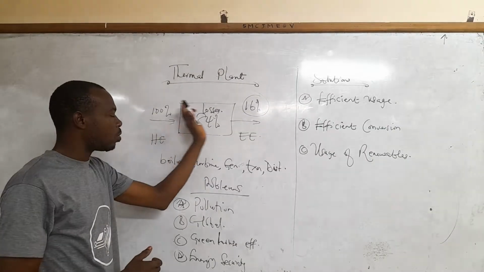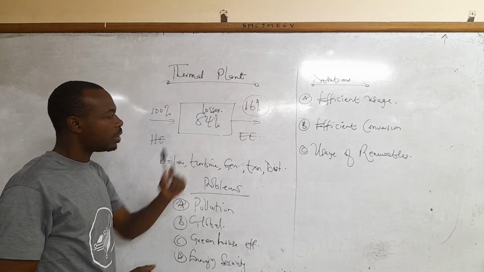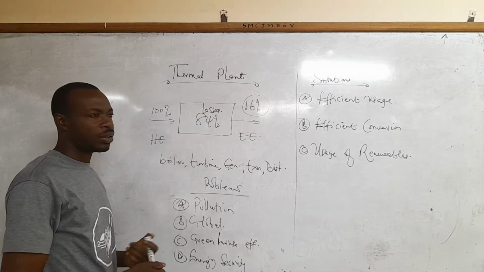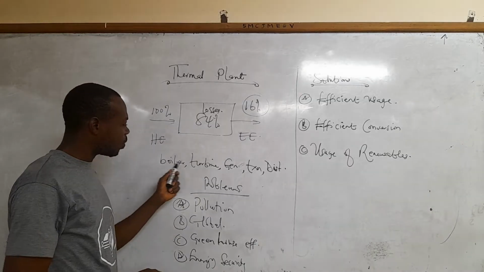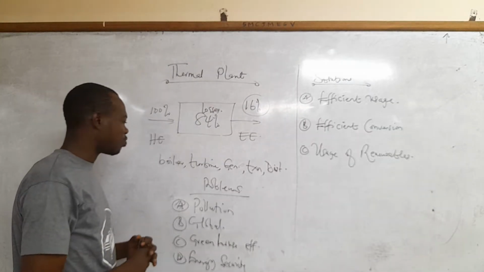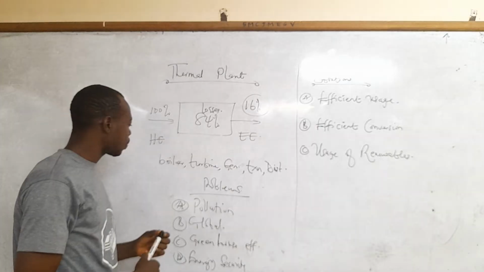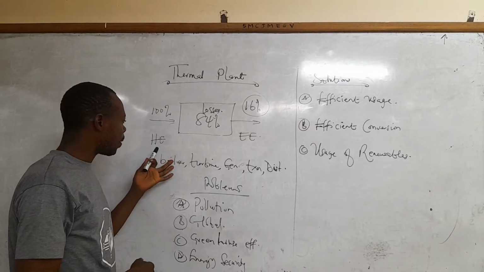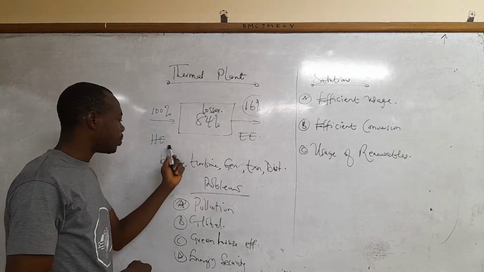Now, we know that we use coal here to supply our heat energy, and we heat a boiler and a lot of things go on. Then at the end of the day, we have our electrical energy. But these are some of the components that we are going to encounter on the line of transformation of electrical energy.